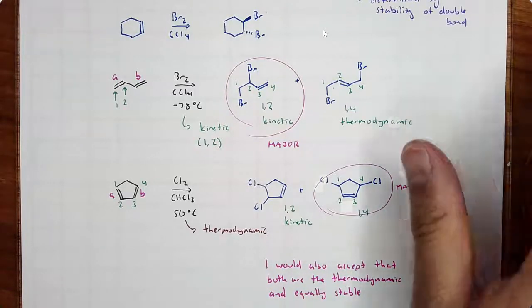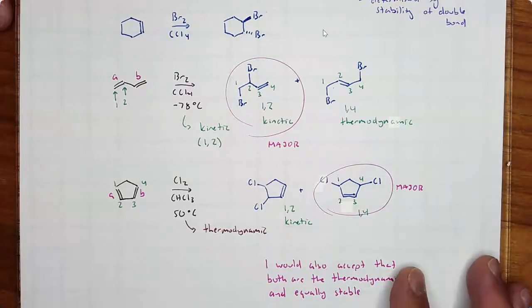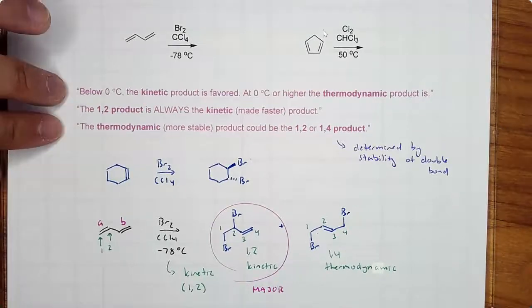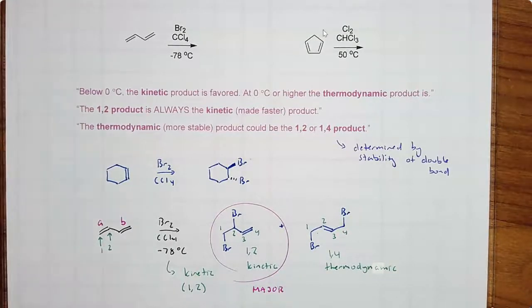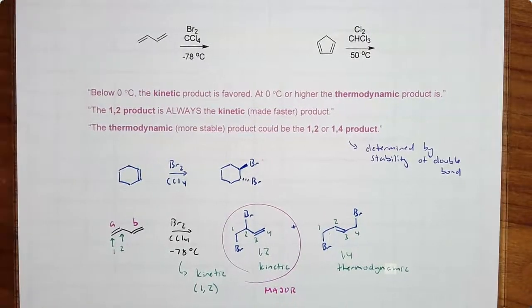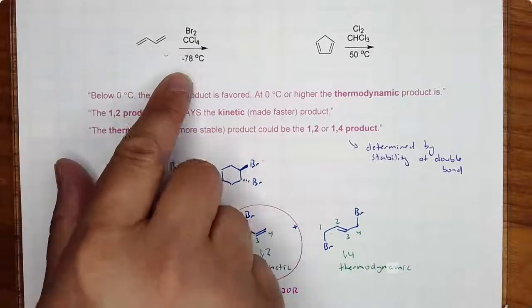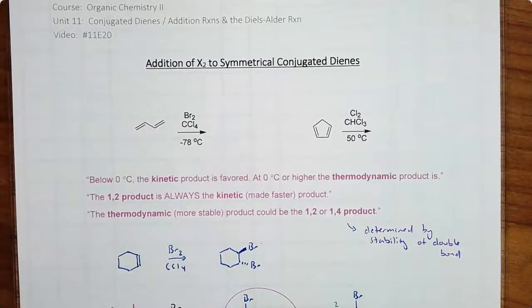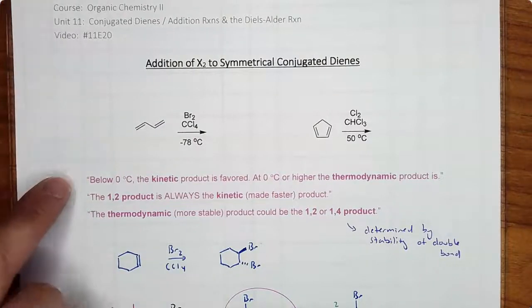Now, I think I'm happier now. I think I just had to write it out so I got the wording the way I liked it. But again, these are the three phrases, or the three things, that the little voice should be saying in your head when you're working out not only the addition of X2, but also the addition of HX. These 3 points.